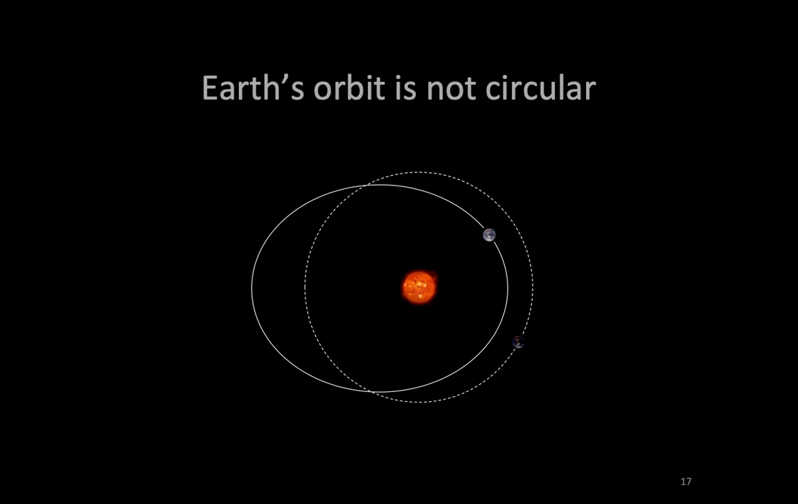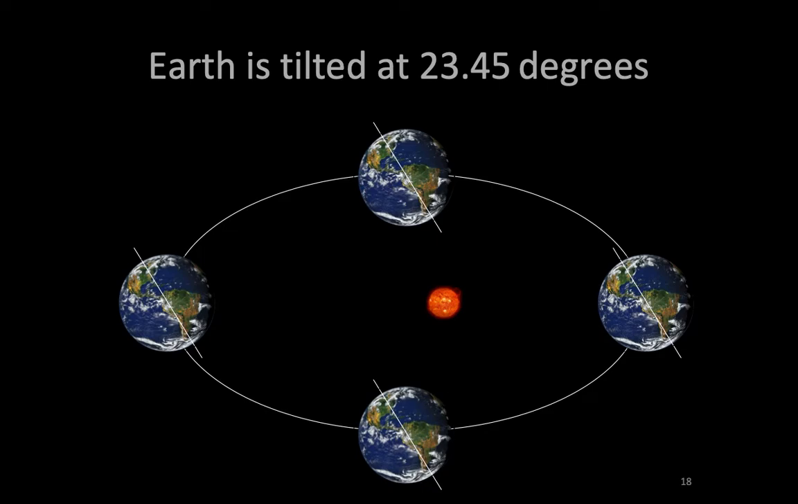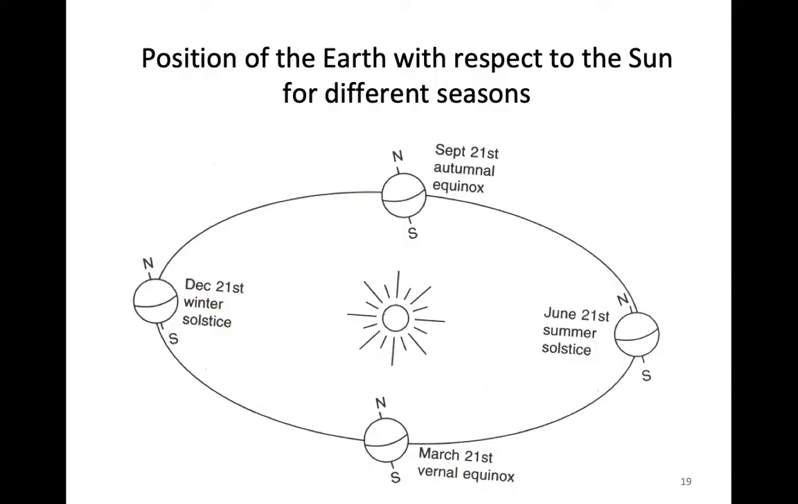Now, Earth orbit is not circular. Also, Earth is tilted at 23.45 degrees. Due to this, various seasons arise on our Earth. On 21st June, summer solstice occurs and 21st December, winter solstice occurs. Between these two positions, 21st September and 21st March are known as equinox.